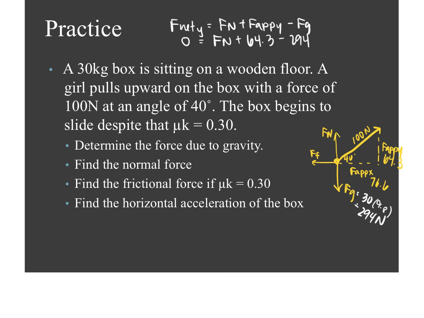So once I'm to this point, I'm going to take 64.3 minus 294, and I get normal force minus 229.7 is equal to 0, which means my normal force when I move that over is equal to 229.7. What's a faster way I could have done that?